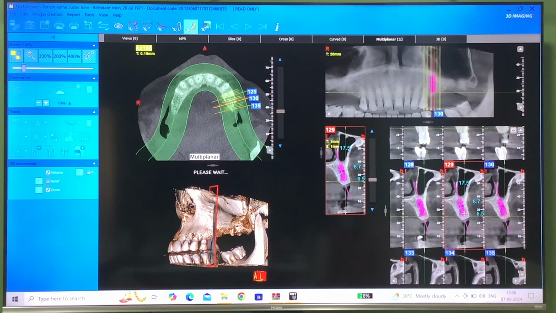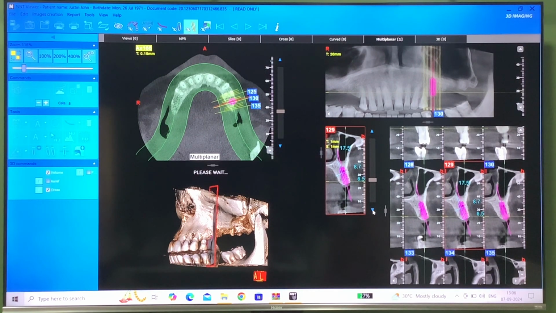You can see that the virtual implant is in position and we have enough bone on the palatal aspect as well as on the buccal aspect. So the implant is centered within both the cortices and we have a safe distance as well. So this is the planned implant in 2.5 region.